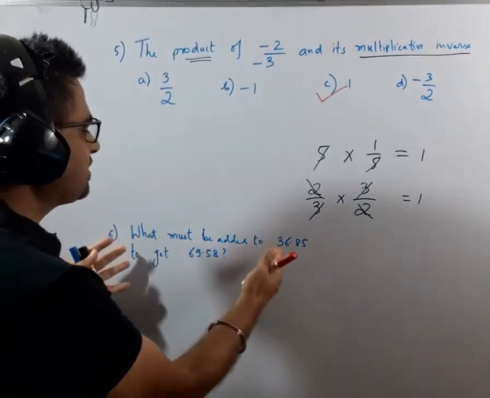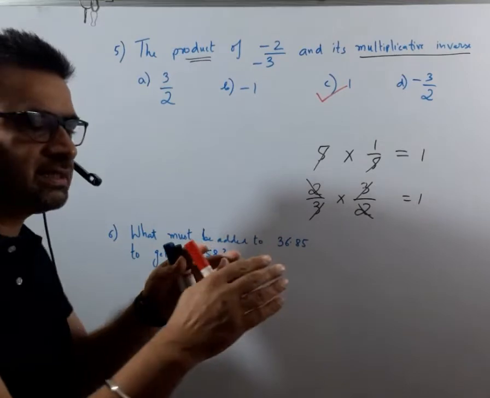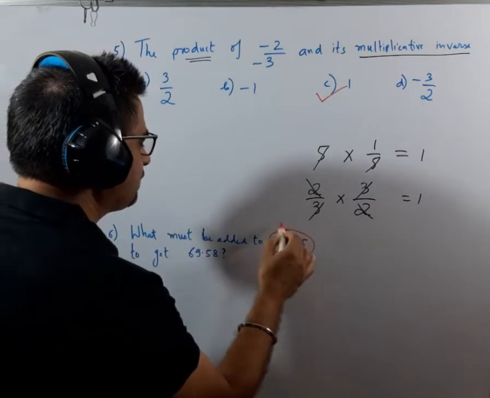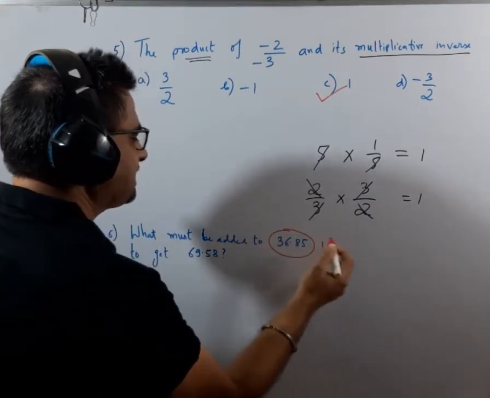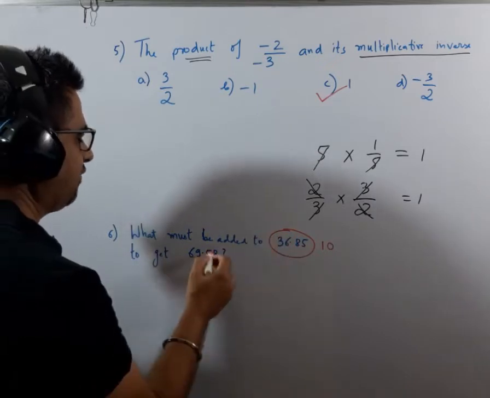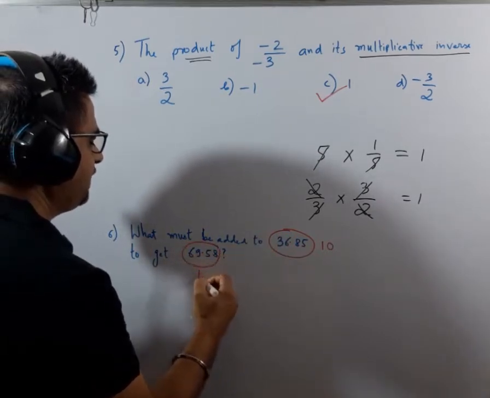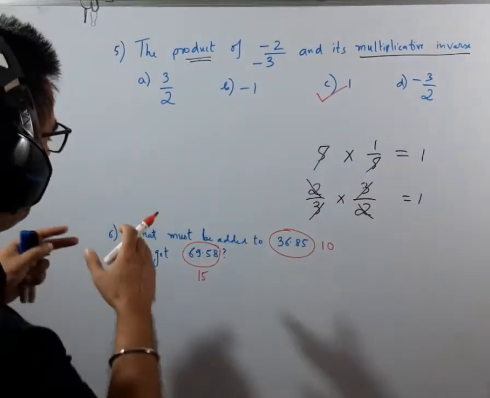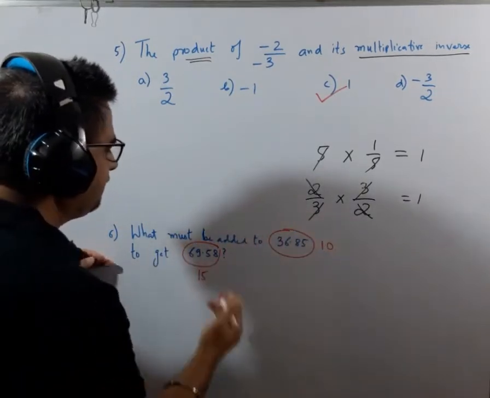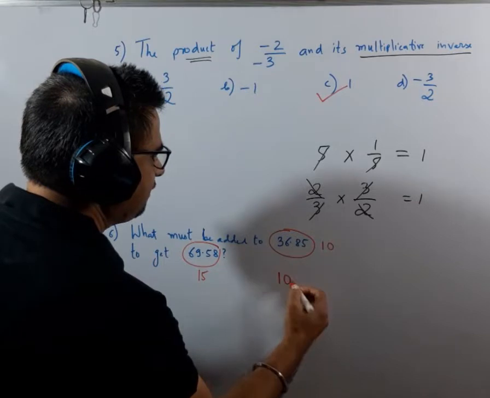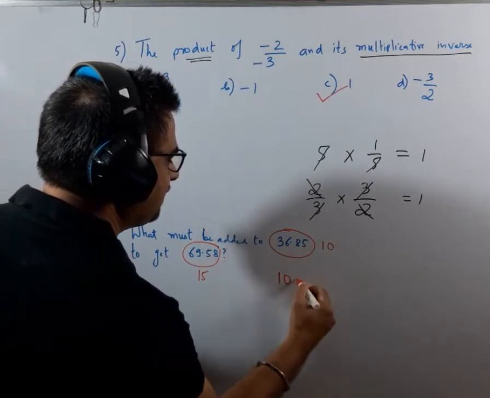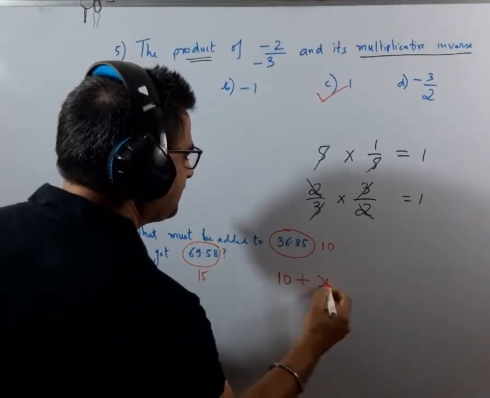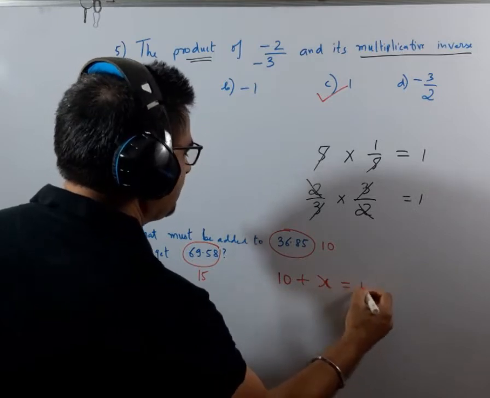Whenever you have such questions in decimals or fractions which make life look miserable, just make it easy for a moment, round it off to some very simple number. Let's say write 10 instead of 36.85, and over here just write 15 instead of it. Just simple numbers. And now reread this question: what must be added to 10 to get 15? What must be added? Let's call it x. What must be added to 10 to get 15?